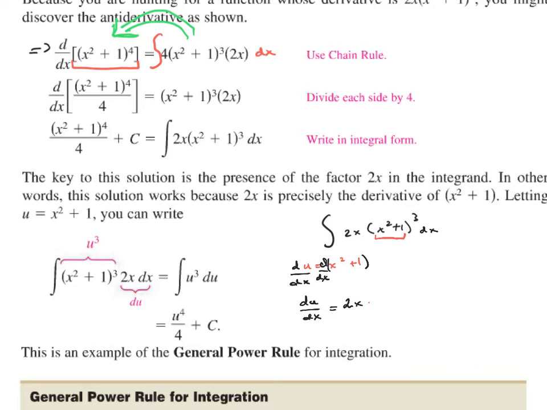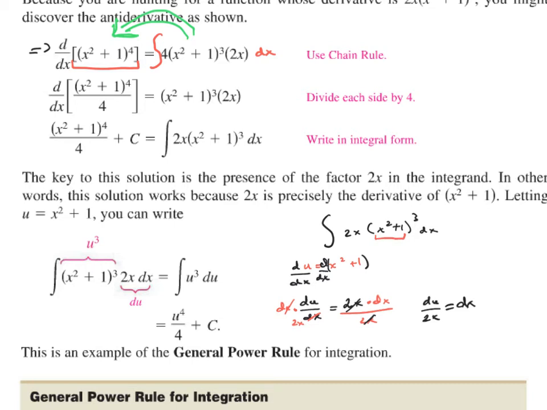So to solve for dx, I'm going to multiply both sides of the equation by dx. I get rid of my dx's on the left. And then I'm also going to divide both sides by 2x. So what would happen if I did both of those in one step? Seems to me I would have on the left du over 2x, and on the right I'd have dx.